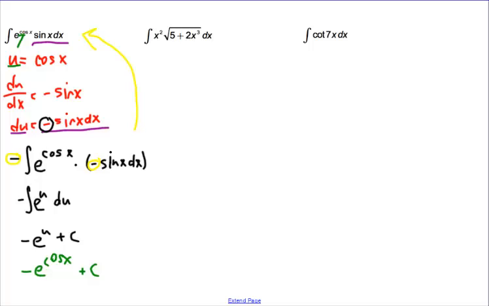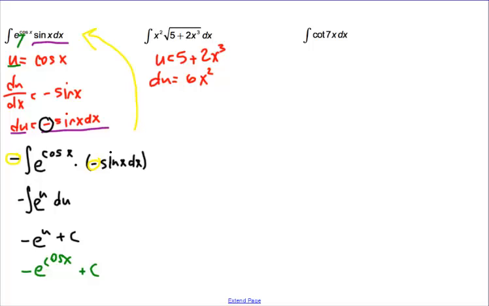Okay, so let's look at another one. Right here, I've got the indefinite integral of x squared times the square root of 5 plus 2x cubed. And so now what? Well, let's try a substitution of u equals 5 plus 2x cubed. And so du is going to be 6x squared. All right?